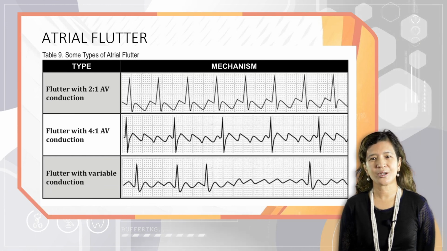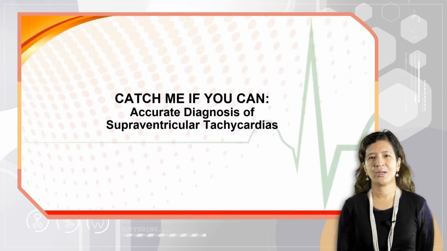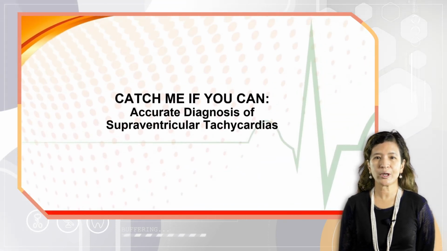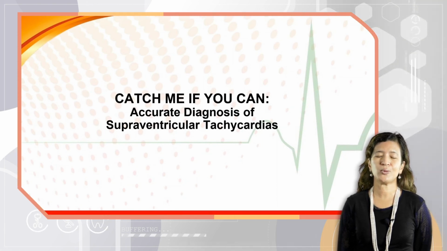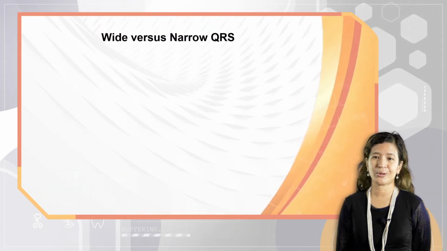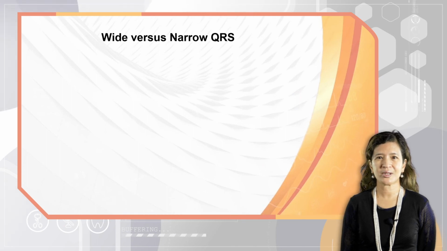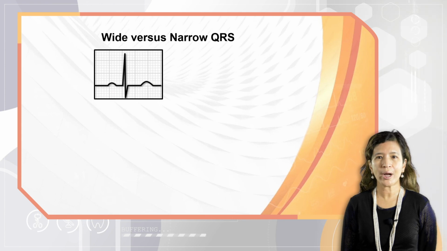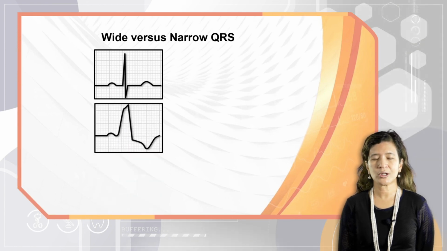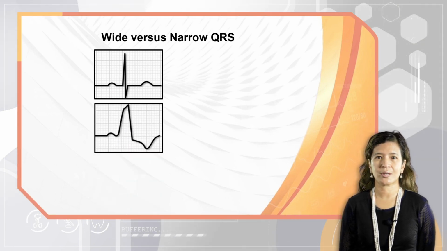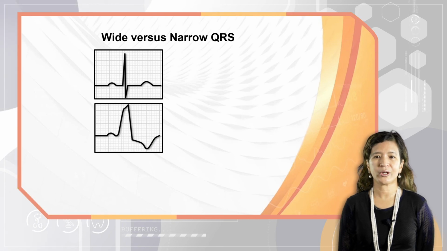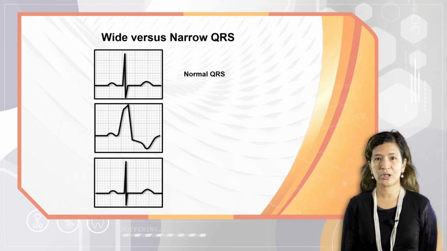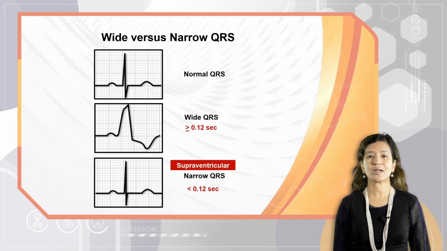Now let's go to the second workshop involving supraventricular tachycardias. And at this point, we need to delineate the difference between a wide and a narrow QRS. This is a normal sinus beat with a narrow QRS. When we talk of wide QRS, the duration is more than 0.12 seconds. Now, in narrow QRS tachycardia, you have a fast rate with a QRS duration of less than 0.12 of a second.